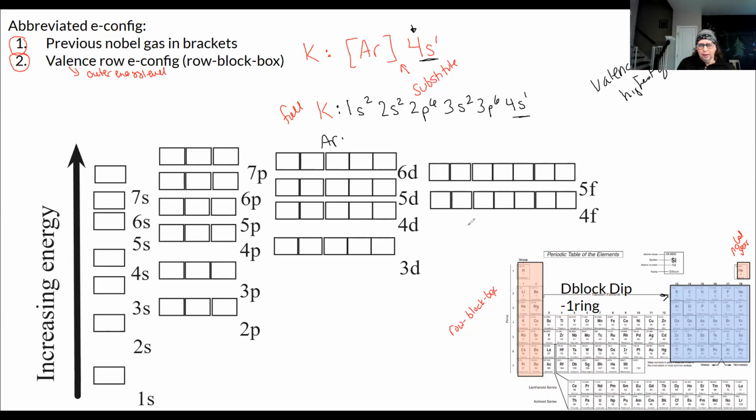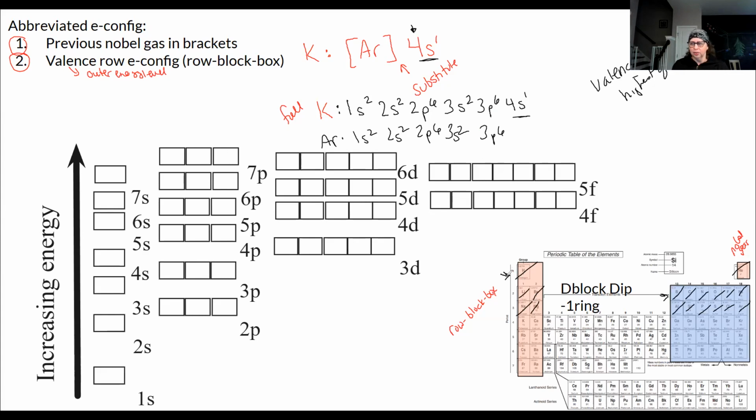Argon is 1s2, 2s2, 2p6, 3s2, 3p6. Look at that. They match completely, because since we always have to start at 1 and go row, block, box, they are going to be identical up to the point.